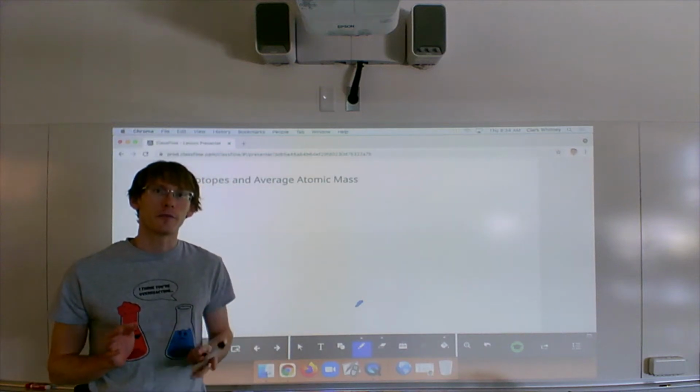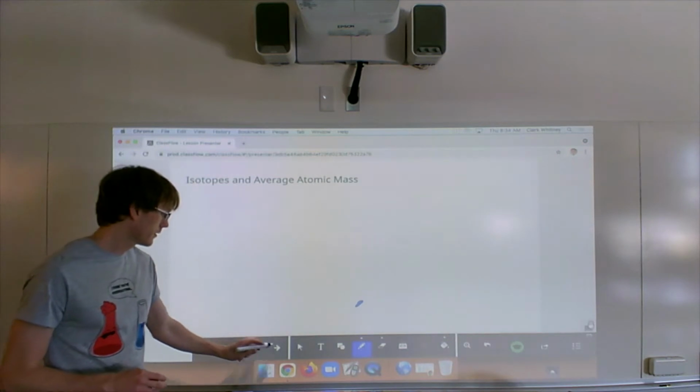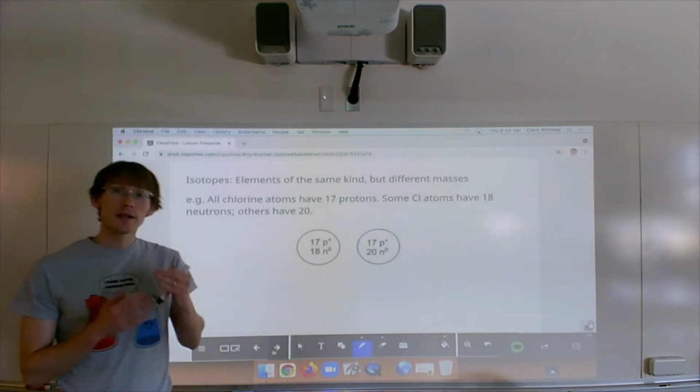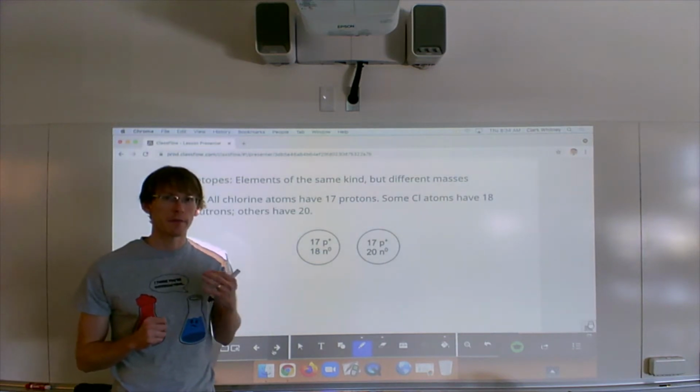In this video, we'll be looking at isotopes and average atomic mass. So first off, isotopes, they are elements of the same kind that have different atomic masses.